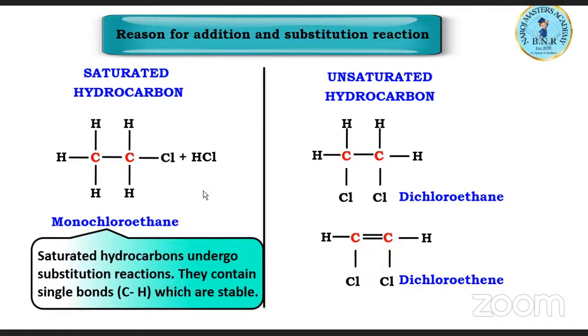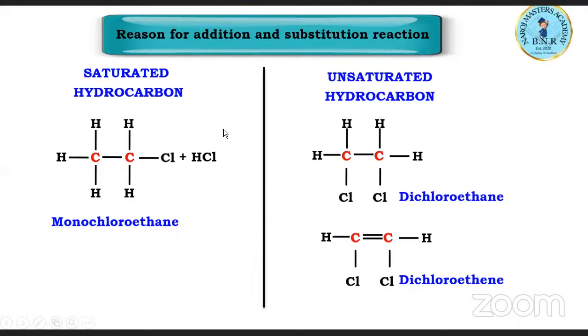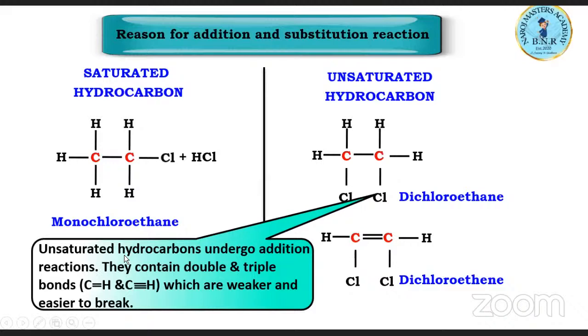Now you can see here, saturated hydrocarbons undergo which type of reaction? Substitution reaction. Very good. They contain single bonds which are stable. So always remember, saturated hydrocarbons always undergo substitution reaction. And look here, unsaturated hydrocarbons undergo addition reaction. They contain double and triple bonds, C double bond C and C triple bond C, here not hydrogen, carbon and carbon only, which are weaker and easier to break.